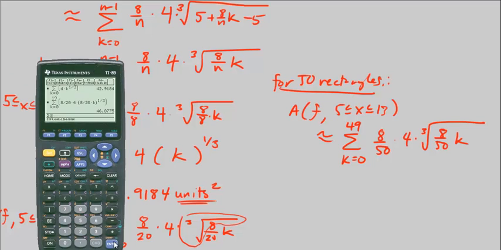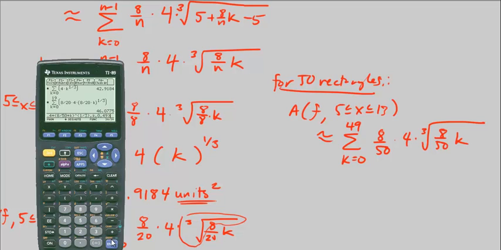Catalog, get the sum function. Now we have 8 over 50 times 4 times the cube root of 8 over 50 times k. Right, so the cube root is going to be the power of 1/3. Right, again, my variable is k. I go from 0 to 49.